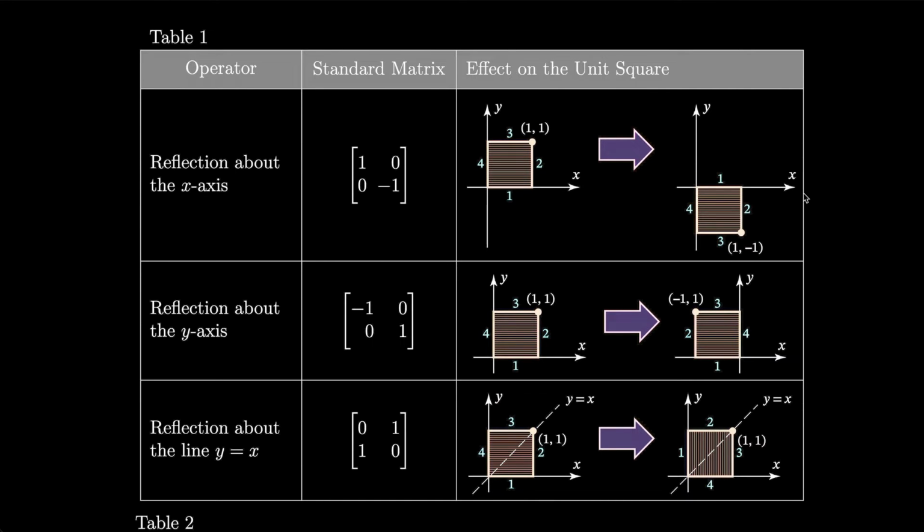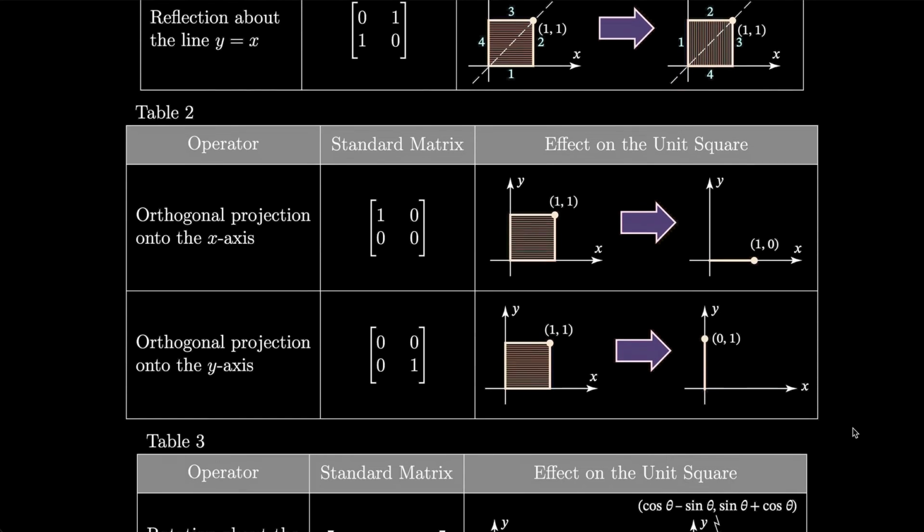So we have a table of different operators and the standard matrix that produces them and the effect that they have on the unit square. So a reflection about the x-axis, you just take the y and you multiply it by -1, and that'll flip it upside down. Similarly, a reflection about the y-axis, that x gets multiplied by -1, the first row, and it reflects about the y-axis. And then for y equals x, you just swap out x and y. So instead of them being along this diagonal, they are along this diagonal.